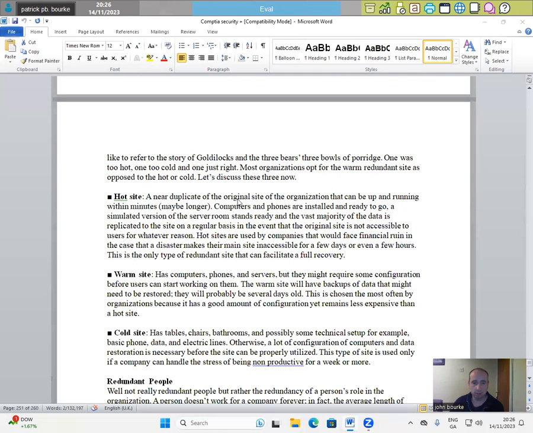Hot site: a near duplicate of the original site of the organization, can be set up and running within minutes, maybe longer. Computers and phones are installed, ready to go. A simulated version of the server room stands ready, and the vast majority of the data is replicated on the site on a regular basis in the event that the original site is not accessible to users for whatever reason. Hot sites are used by companies that would face financial ruin in the case that a disaster makes their main site inaccessible for a few days or even a few hours. This is the only type of redundant site that can facilitate a full recovery.